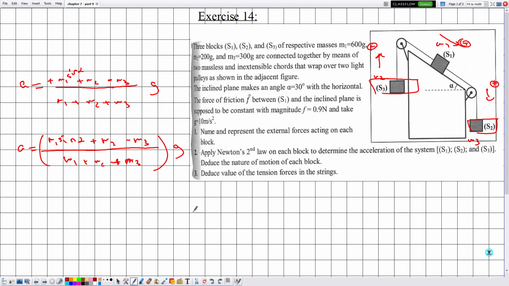Okay, hello everyone. In a new video, we have reached part 9 of chapter 7, which is the chapter of Newton's second law, and this is for grade 11 students. Now, previously we have reached exercise number 15, and we have claimed that the acceleration of the system will be given by this expression.